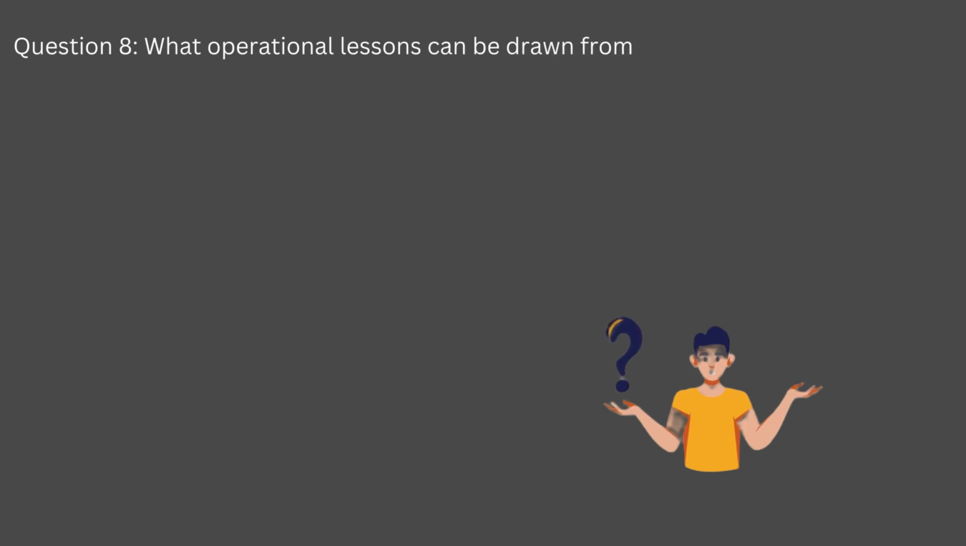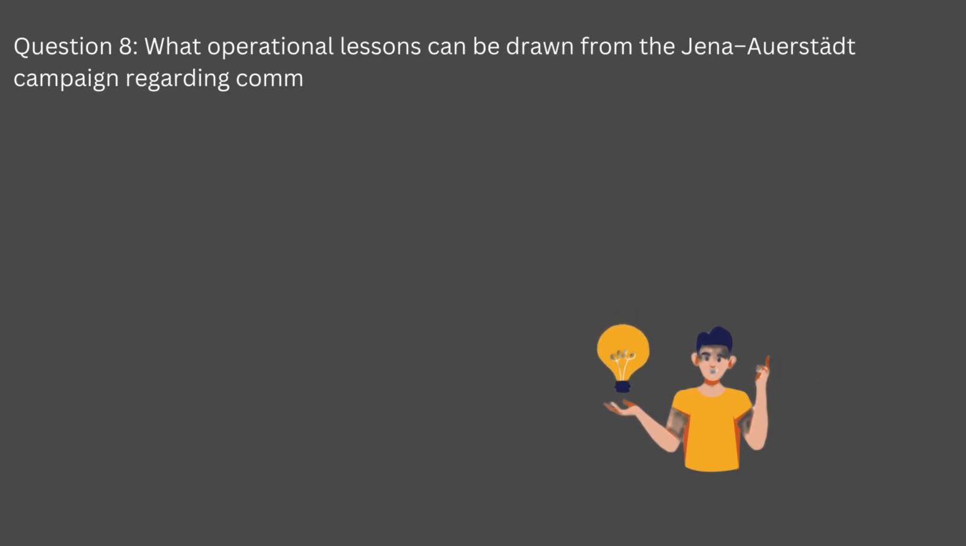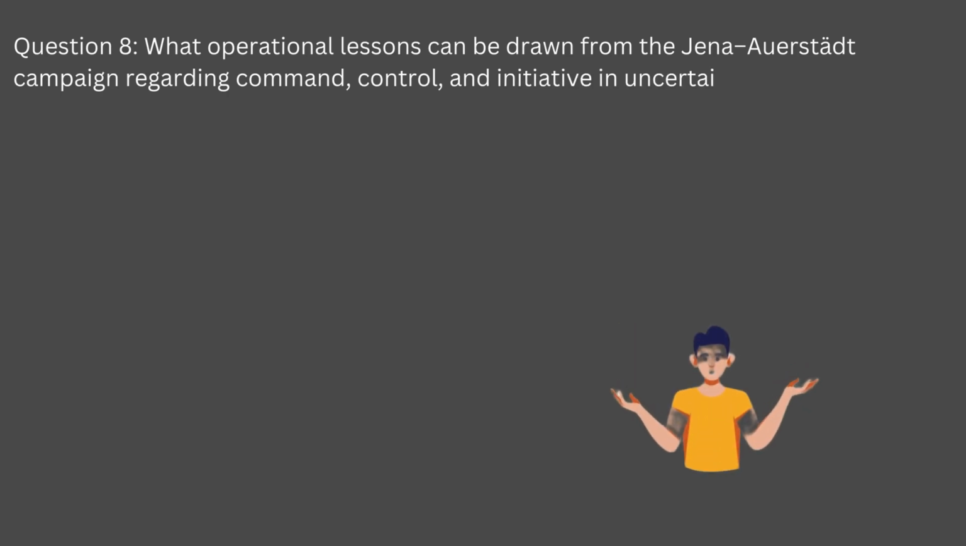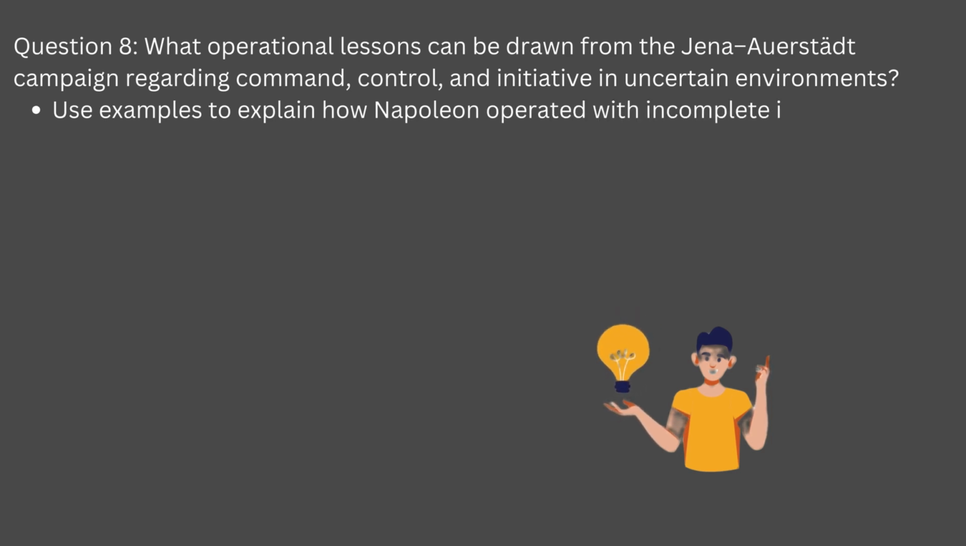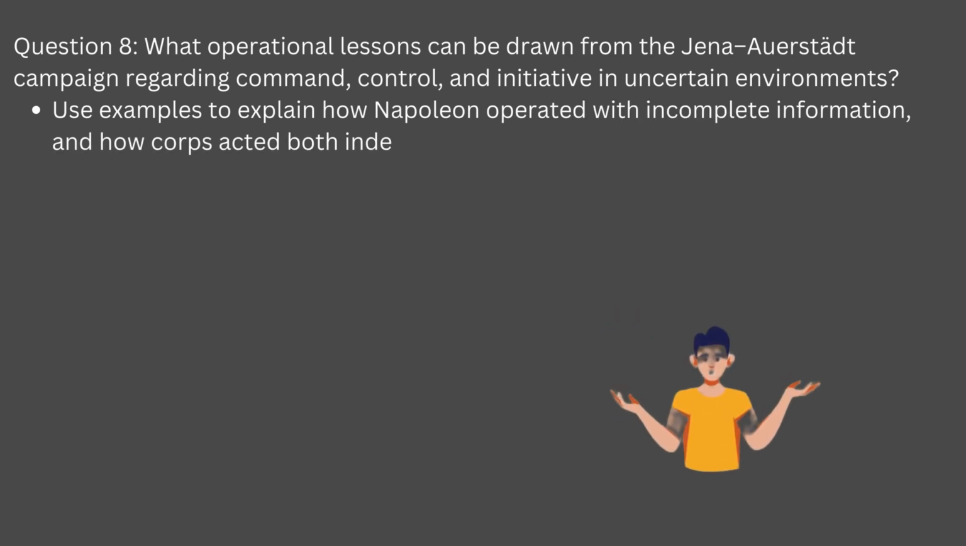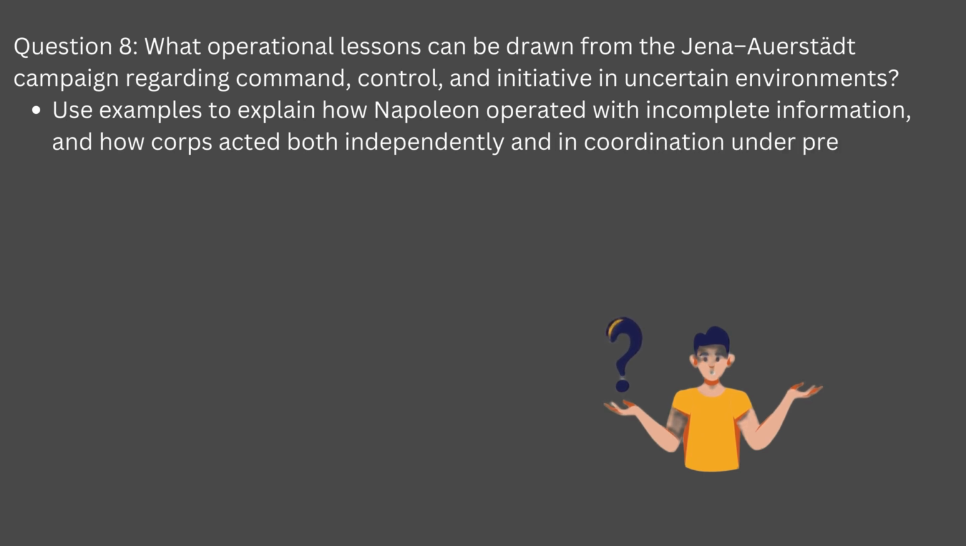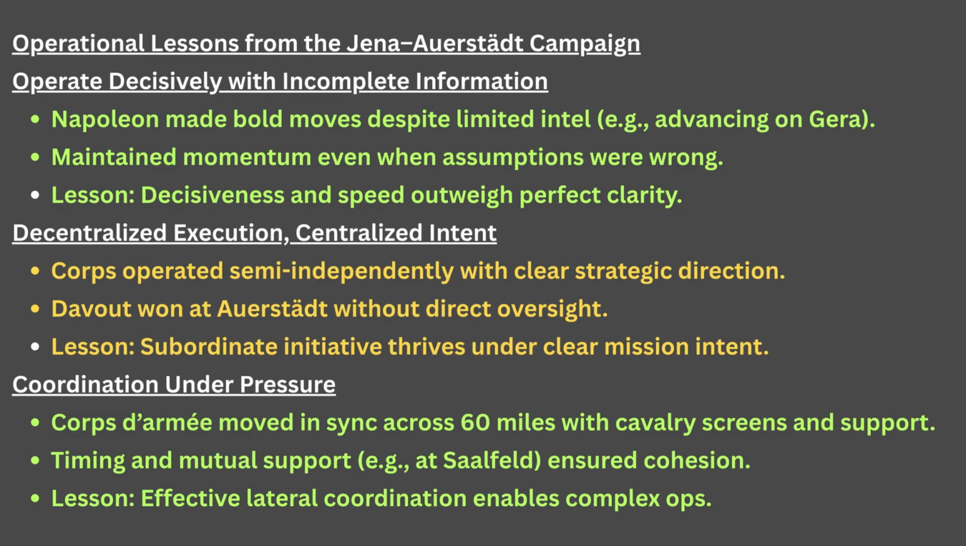What operational lessons can be drawn from the Jena-Auerstädt campaign regarding command, control, and initiative in uncertain environments? Use examples to explain how Napoleon operated with incomplete information and how corps acted both independently and in coordination under pressure. To answer this question, take a deep dive into one of Napoleon's most instructive campaigns, the Jena-Auerstädt campaign of 1806. This campaign wasn't just a victory, it was a masterclass in operational art full of lessons that still apply today. Let's break down the key takeaways.